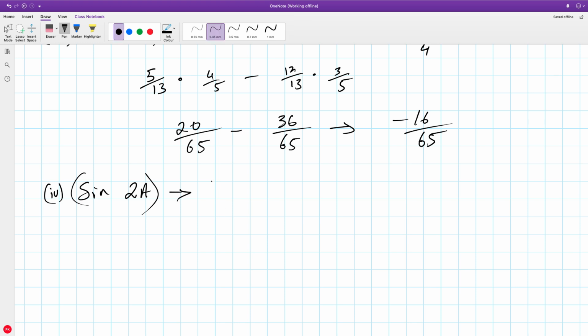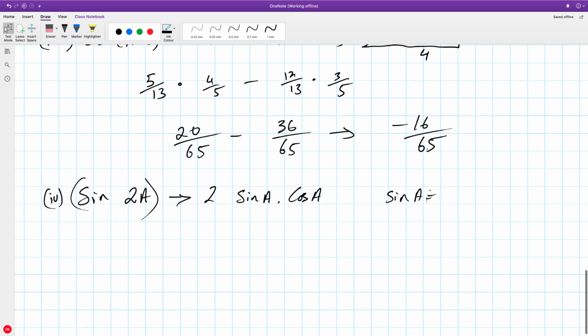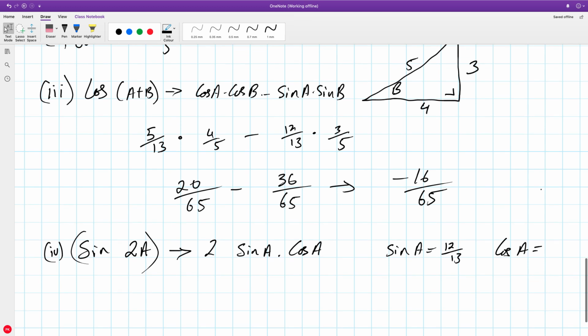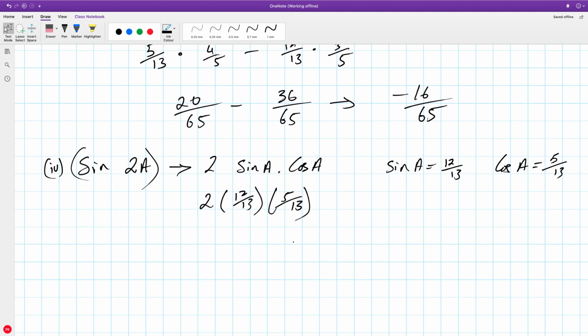I'm going to use 2 sine of A by the cos of A. So, my sine of A is equal to 12/13. My cos of A is 5/13. So the sine of 2A then is 2 times 12/13 by 5/13. Straight into your calculator.